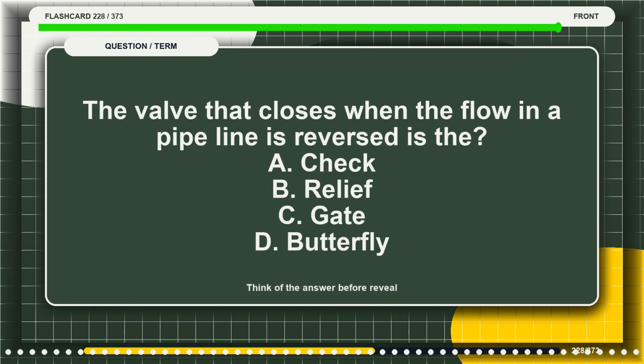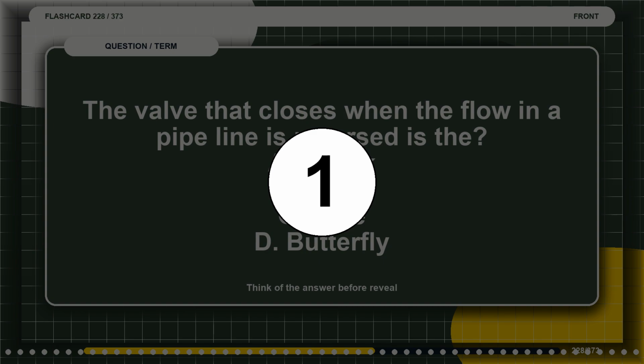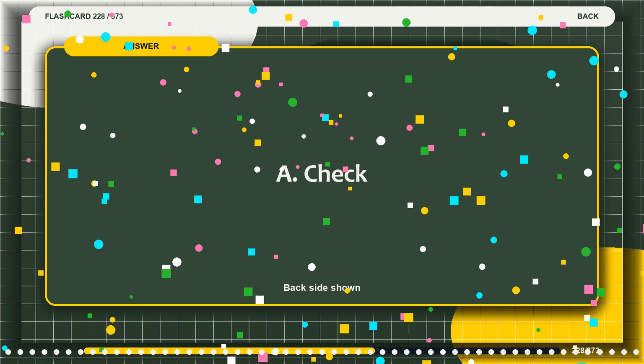Flashcard 228. The valve that closes when the flow in a pipeline is reversed is the A. Check. B. Relief. C. Gate. D. Butterfly. Think of the answer before the reveal. The answer is A. Check.